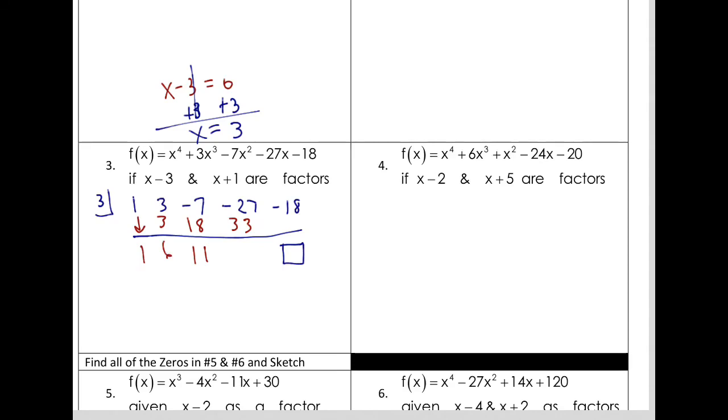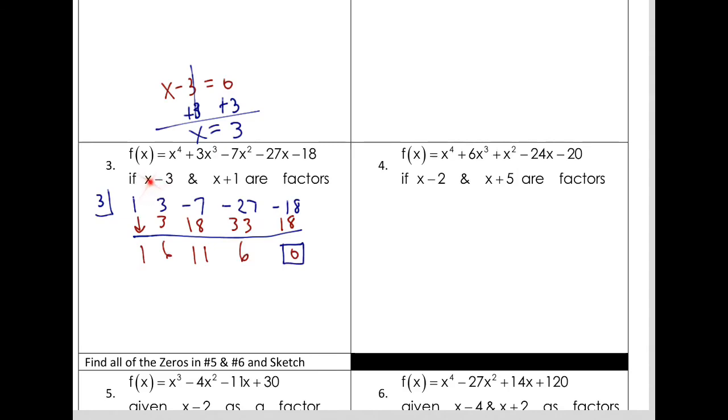Negative 27 plus 33 is 6. 3 times 6 is 18. It's 0. Okay, so this is when we would have added our x's. So this would be 1 less than the highest degree here. So x to the 3rd, 2nd, x to the 1st, and then the constant.